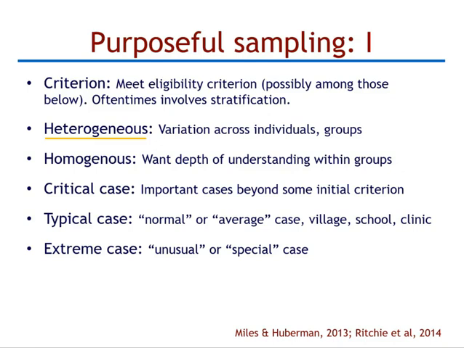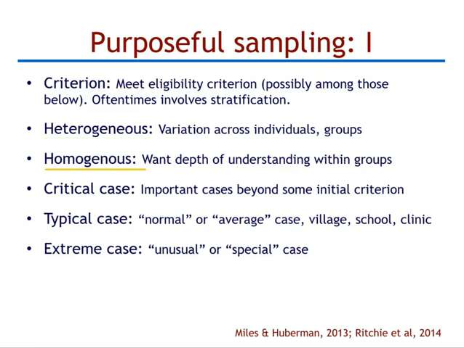Heterogeneous samples, the goal here is to aim for maximum variation across cases or across participants so that we can highlight the uniqueness of each case and also so that we can identify any shared patterns across the different cases. So for example, sampling staff from mental health programs in both urban and rural areas and in different parts of the country so that we get the full range of experience.